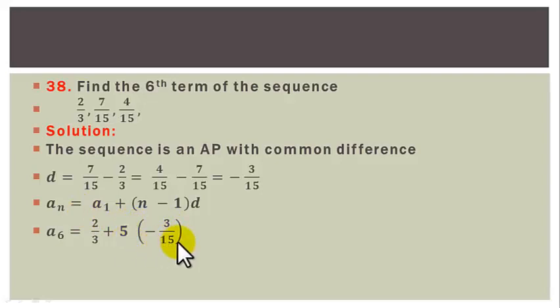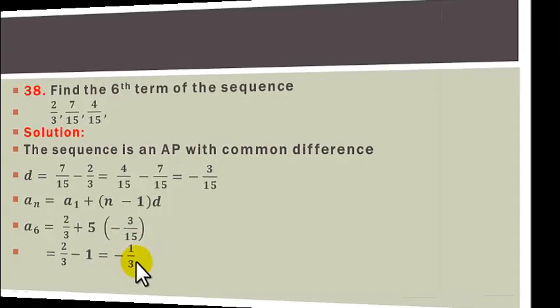5 will cancel 15 to give us 3, and 3 will cancel 3, and that will give us minus 1. So this will give us 2 over 3 minus 1. 2 over 3 minus 1 is equal to minus 1 all over 3. That is the sixth term of that sequence.